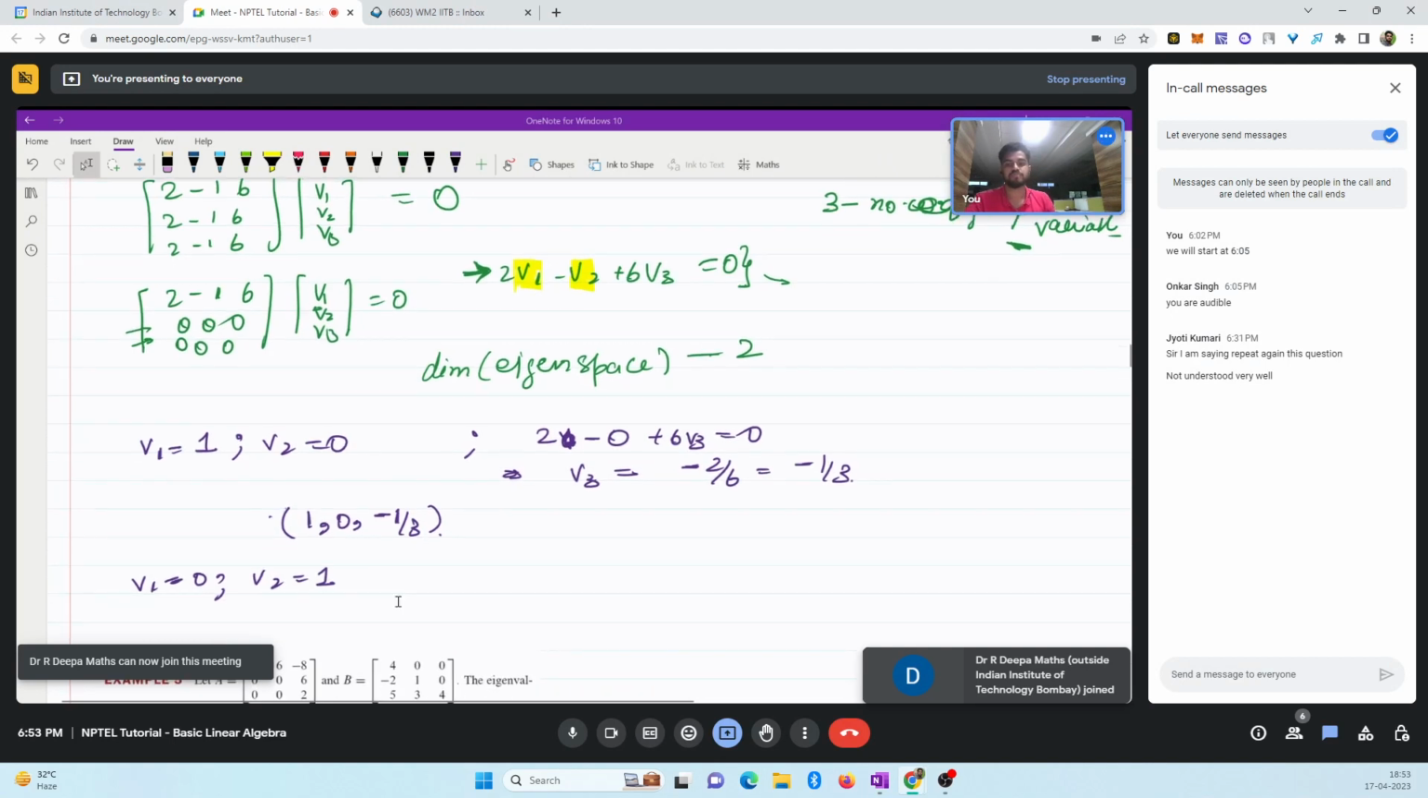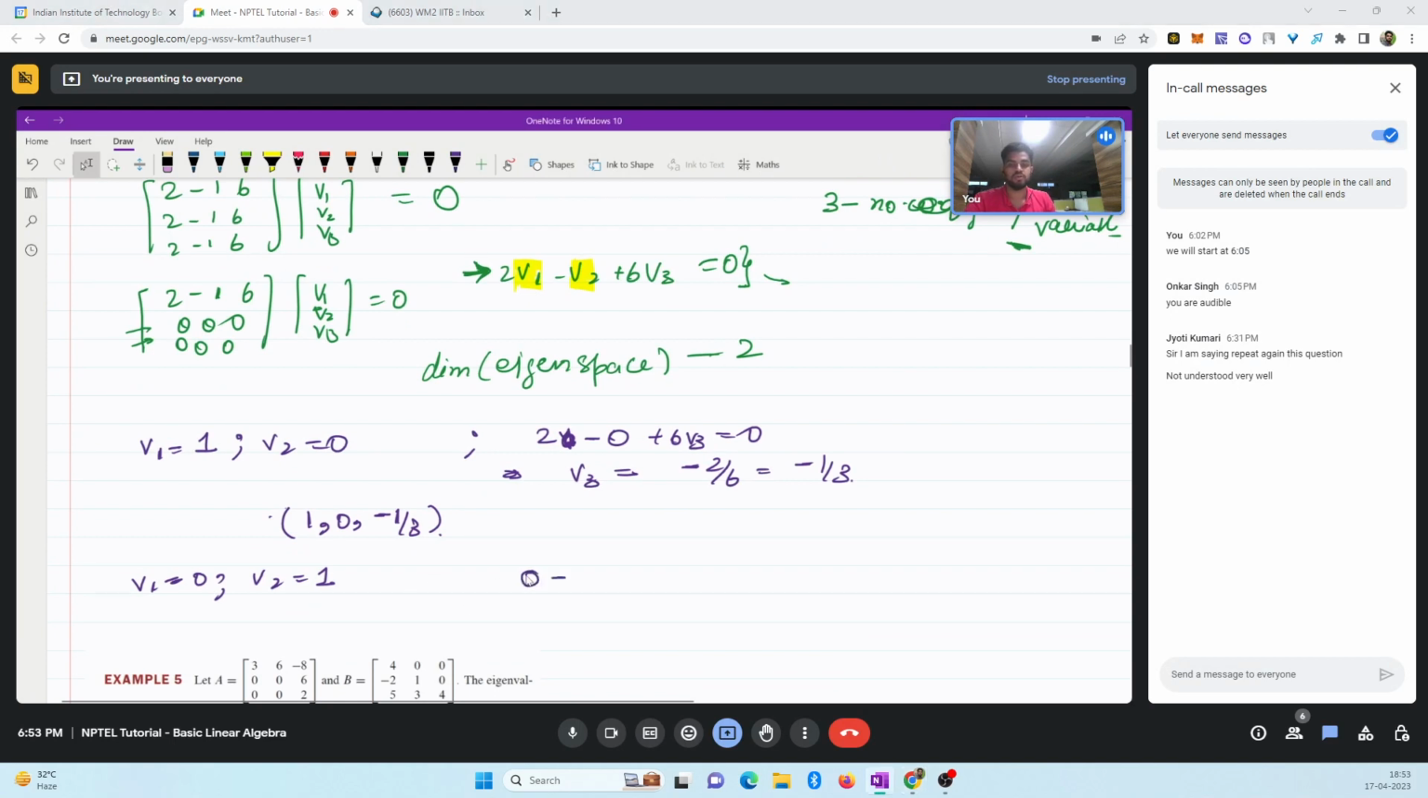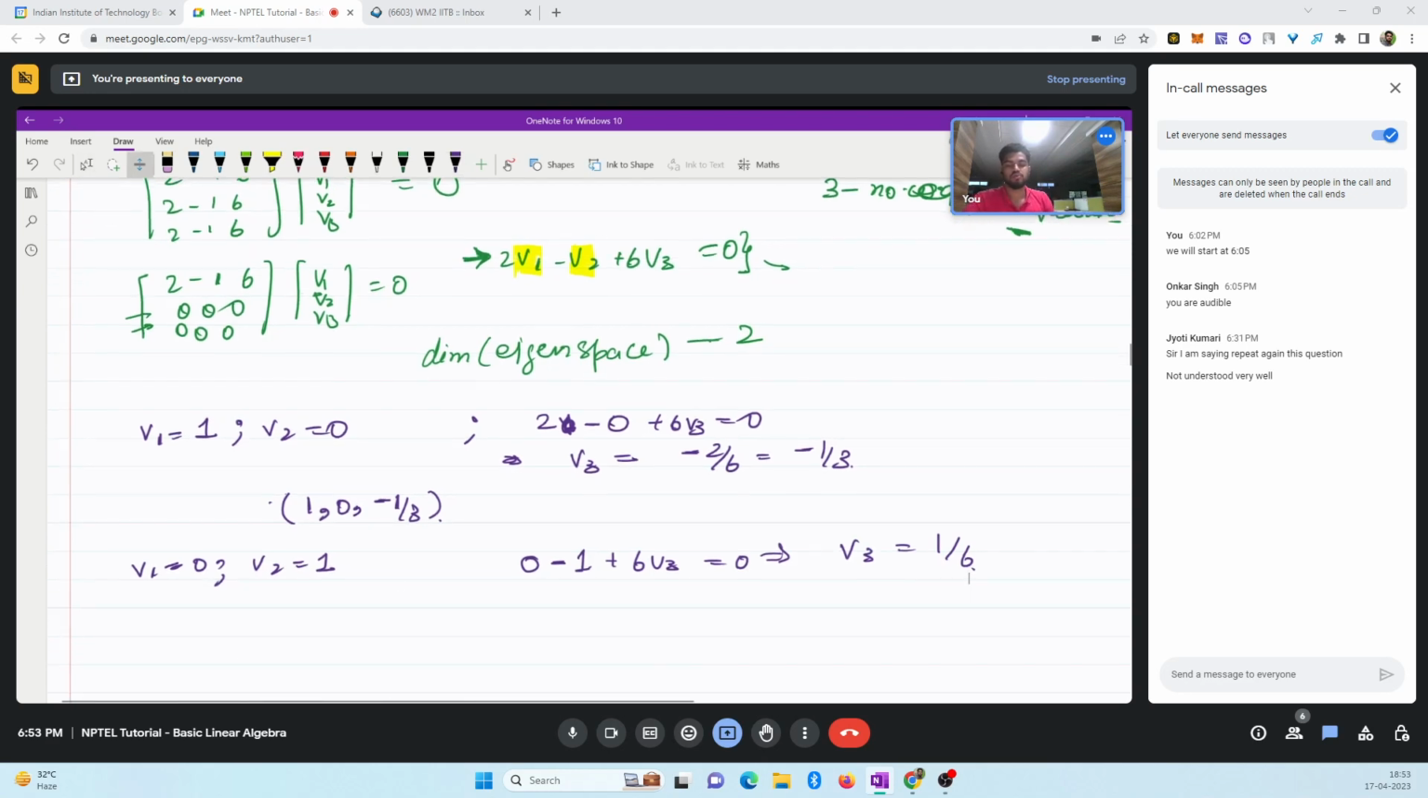Okay? So then what we will obtain is that your 0 minus 1 plus 6v3 is 0, or this would imply that your v3 is 1/6, okay? So what is the second vector that you obtained? So the second vector that you obtained is your 0, 1, 1/6.